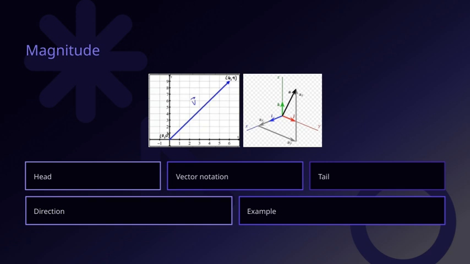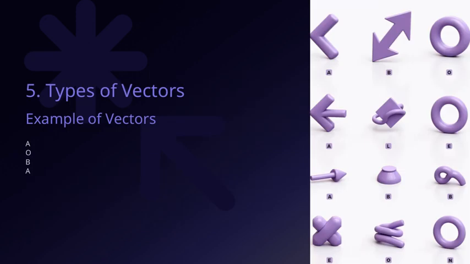They are the building blocks that help us analyze and interpret vector quantities in various applications. Let's take a closer look at some examples of vectors. As you can see here, vectors can be represented in various ways depending on their context. Moving on to the next point, we'll explore the different types of vectors.